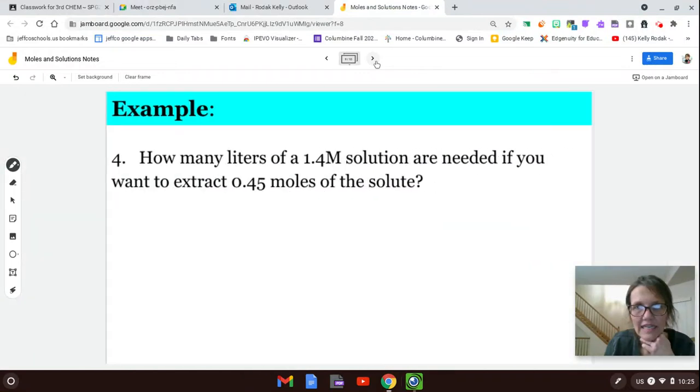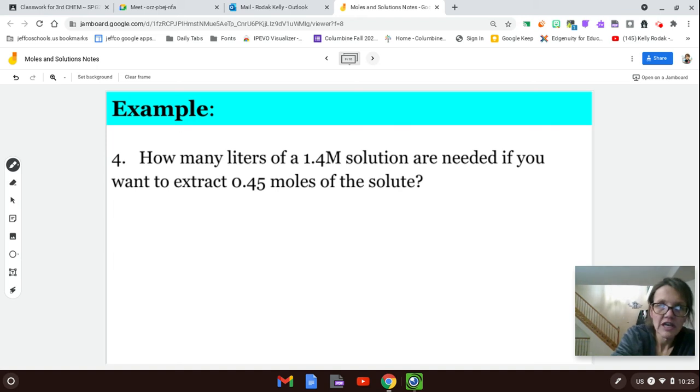Okay, final example for you this video. I want to know how many liters of 1.4 molar solution are needed if you want to extract 0.45 moles of the solute. So again, this is the kind of question like I've got solutions in the back of the chemical storage room. I need to know what volume, like how much do I need to pour into my graduated cylinder of a specific solution in order to do a specific calculation. So very common question that we will have to solve for.